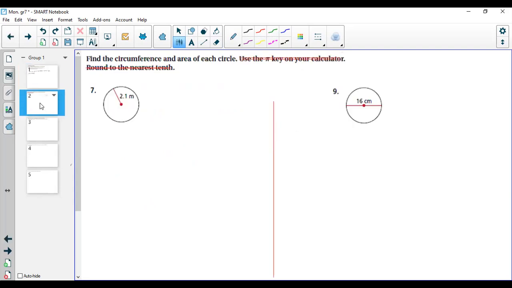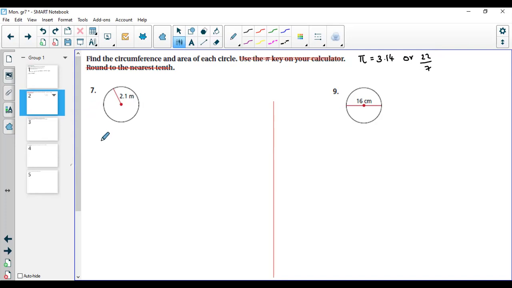Okay, so let's start doing some questions. Find the circumference and area of each circle. Do not use the pi key on your calculator, because you are not allowed to use calculators. So just use the value of pi as 3.14, or if you want, you can also use 22 over 7. Up to you, whichever you think is easy for you. Let me also show you using 22 over 7. So either you use the decimal or you use the fraction. There will be a small difference in the answers, like 0.1 or 0.2, that's fine.